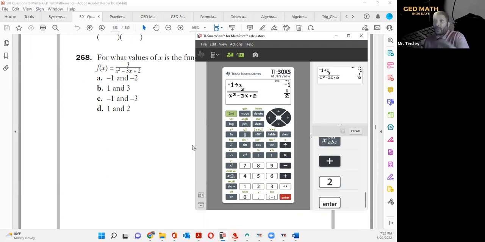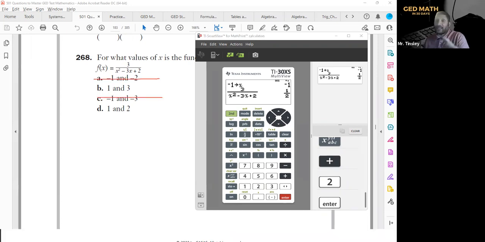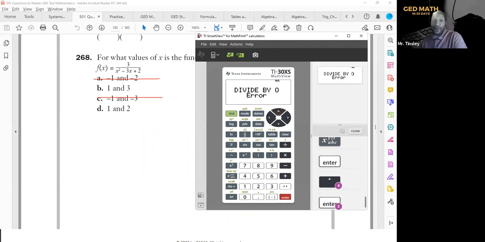Did I get an undefined? No, I didn't. So anything with minus 1 is okay. So it cannot be A, it can't be C. Let's try the next one. Let's look at B. 1 store x. Go back up to my expression, hit enter. Oh, you can't divide by 0. So I already know 1 makes this undefined.